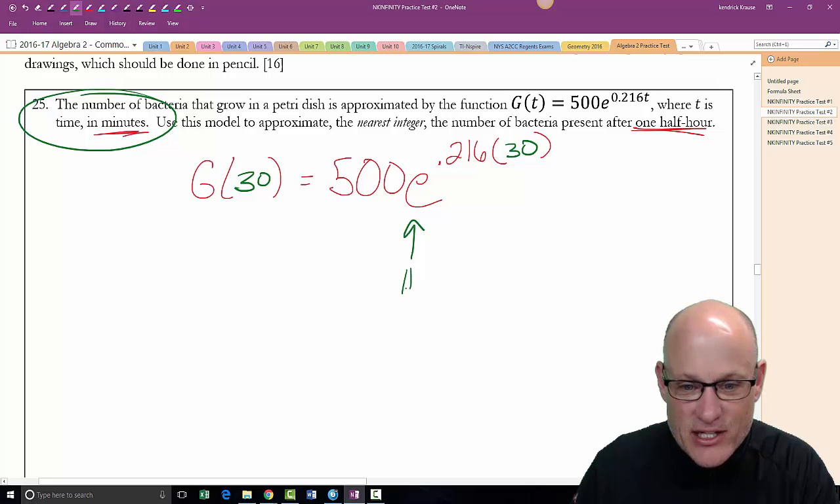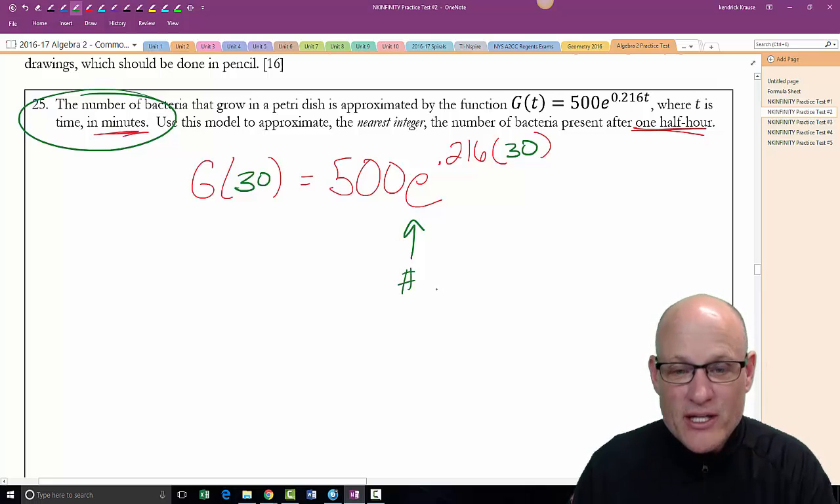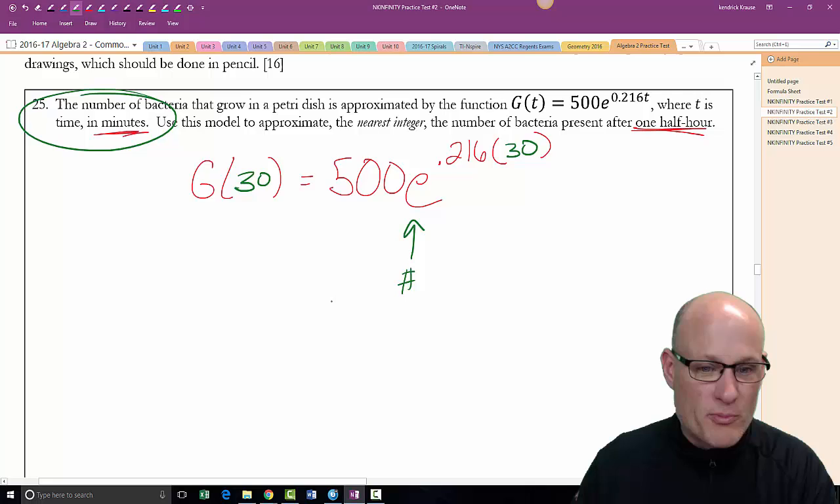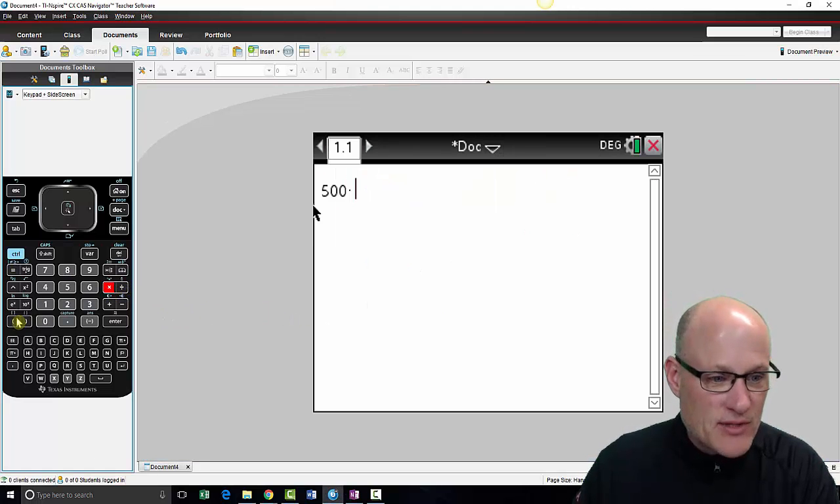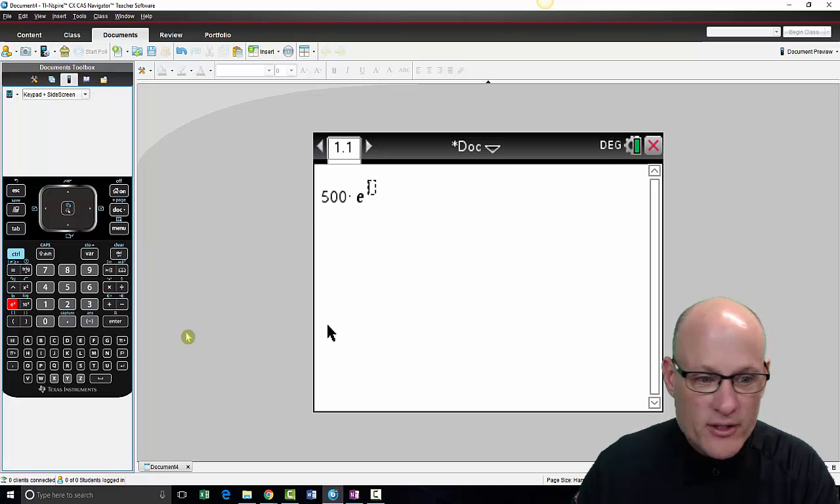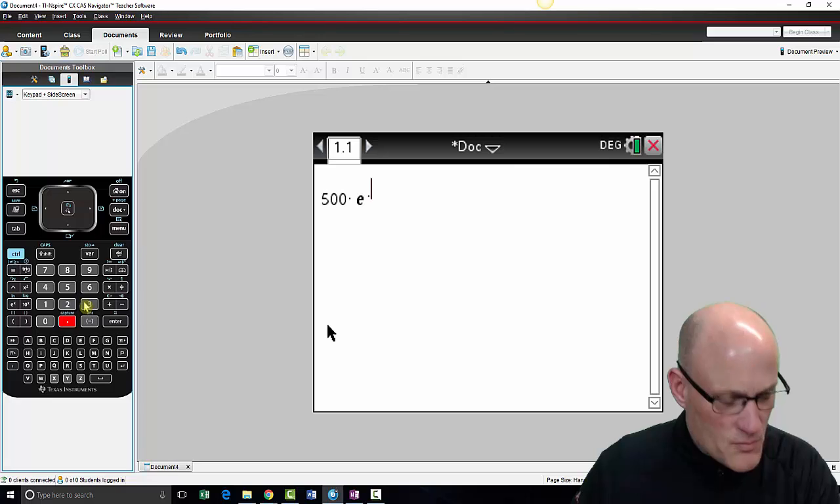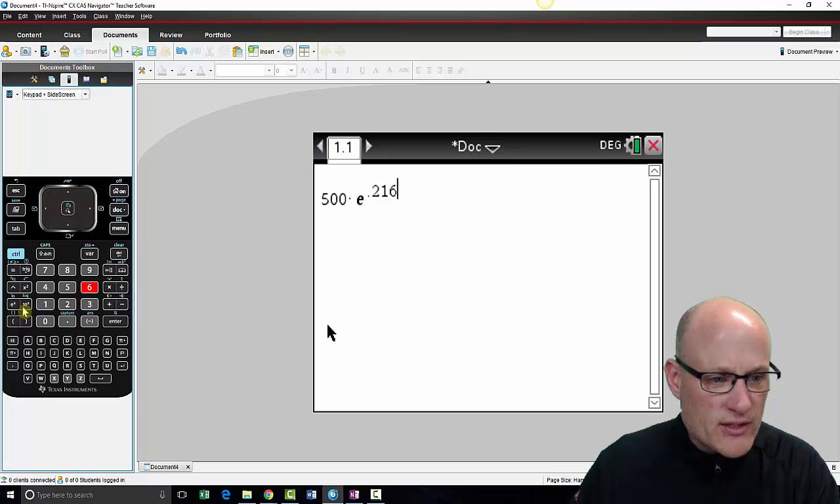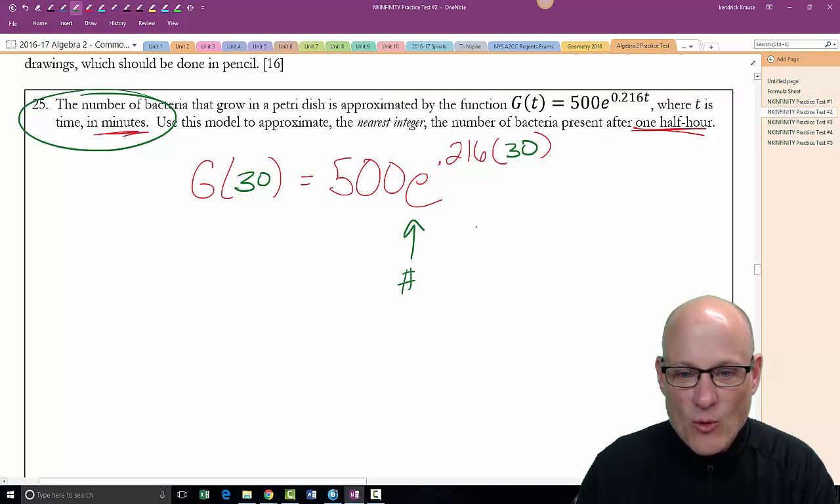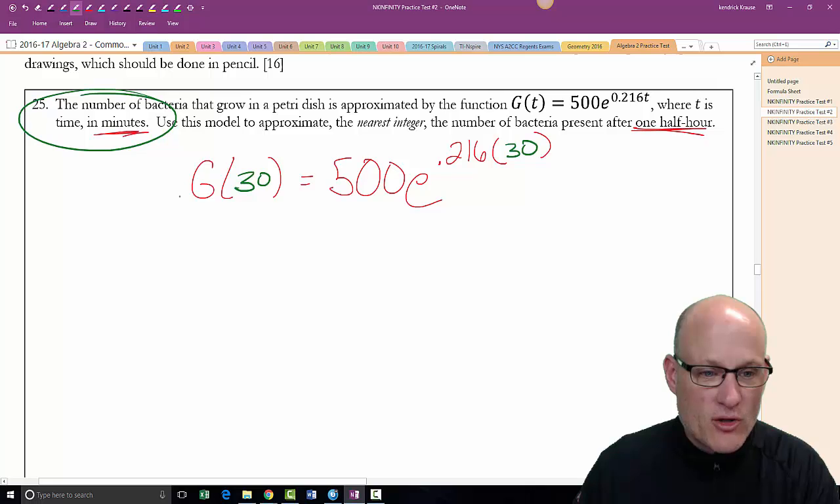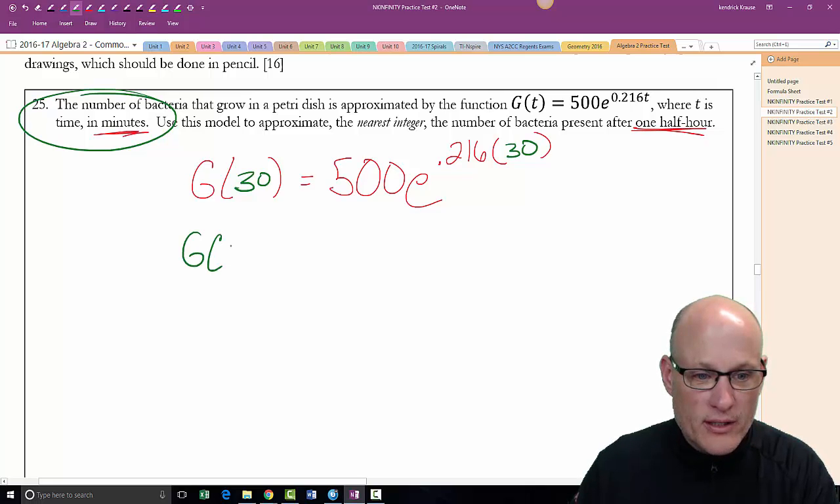This is a number. It is not a variable. It is the base, the exponential base e. It's like 2.7 something. So you have to hit times, and then it's right over here on the calculator, e to the x. Notice it's got an exponent. 0.216 times 30. Enter. I'm going to write that down, and then look back to see about rounding.